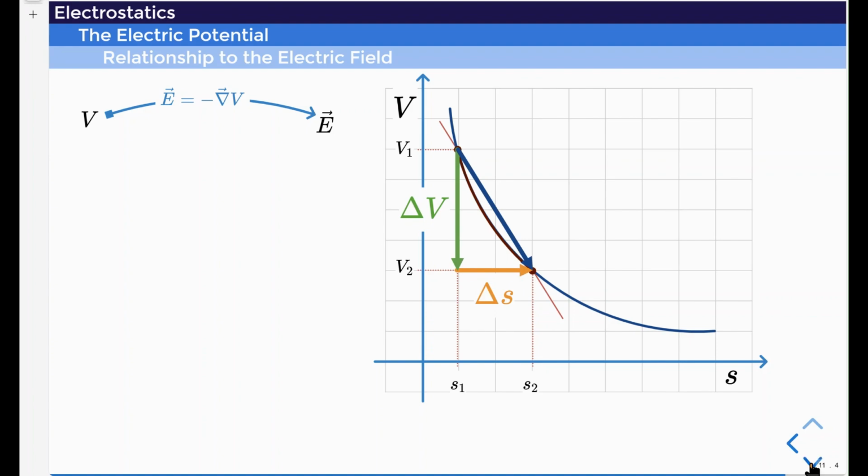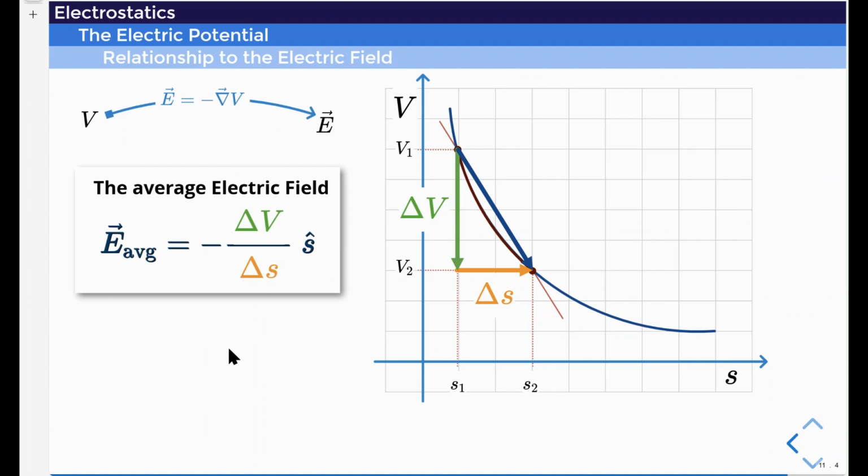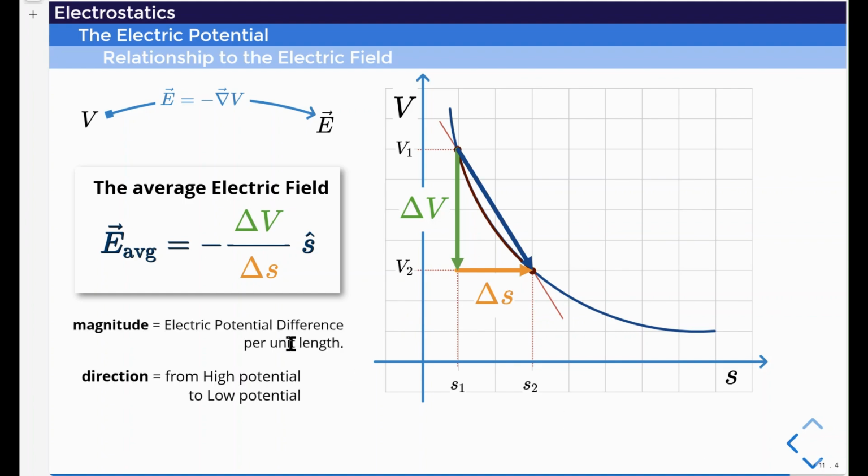Then we define the average electric field between these 2 points as how much you dropped in potential divided by how far you had to go to drop that much. The negative sign has to do with the direction information. This negative sign is basically saying that the electric field direction is always from high potential to low potential. If I just think about the magnitude, it would be the voltage drop or voltage difference between the 2 points divided by the displacement or distance between the 2 points along that particular dimension. But the negative S hat is telling me about the direction of the average electric field, and it's always, always, always pointing from high potential to low potential.